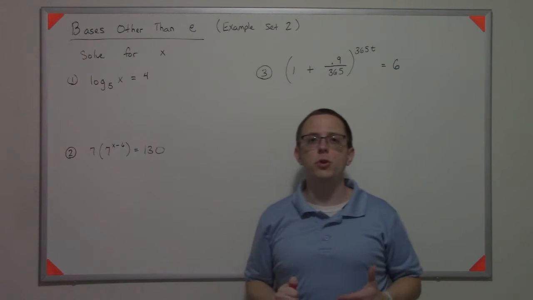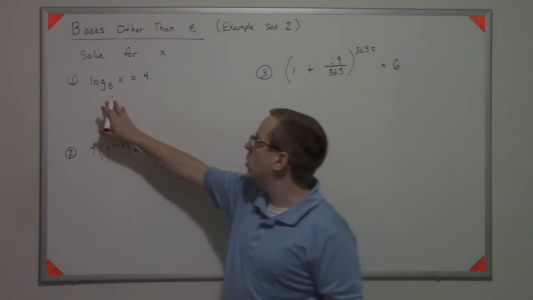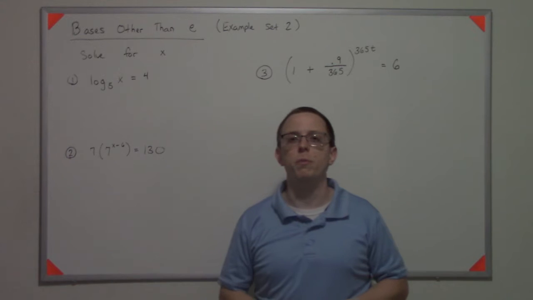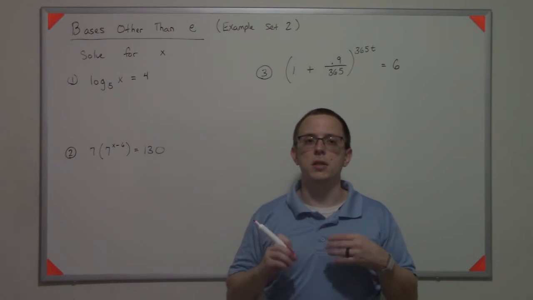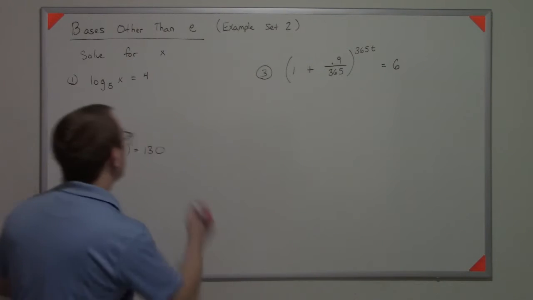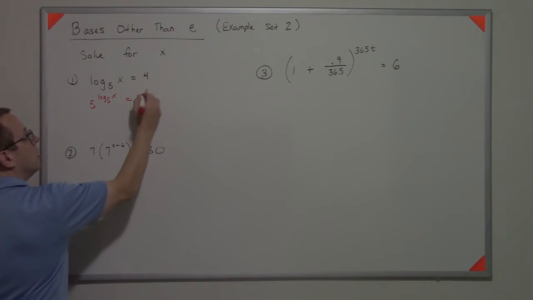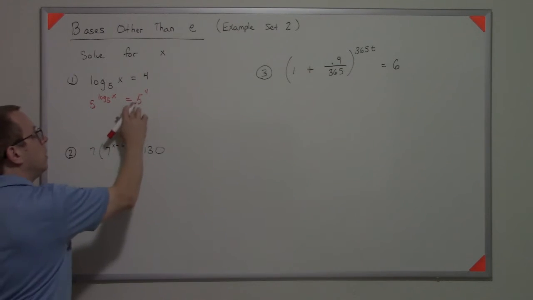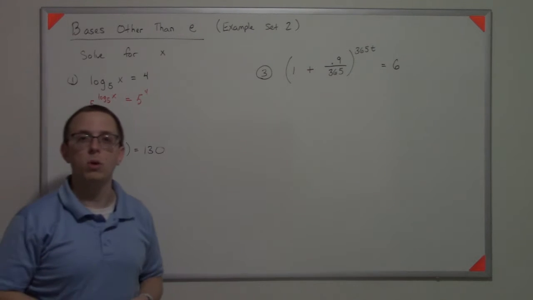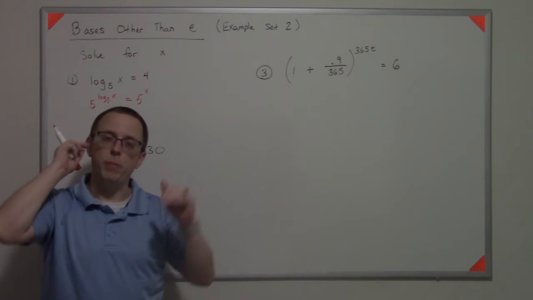So what we want to do is use the inverse property. I know that the inverse function for the base 5 log is the base 5 exponential function. So what I can say is 5 to the log base 5 of x is equal to 5 to the 4th power. So I can use each of these as arguments for the 5 to a power.